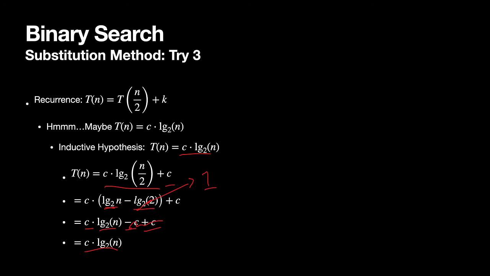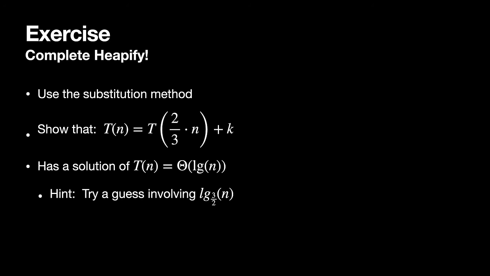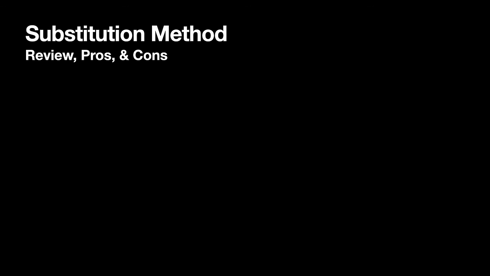Okay, so it looks like we've demonstrated that if we substitute this into our recurrence equation, it is our general solution. So at this point, we've proven an exact bound. All of these are dealing with an exact solution to t of n. Okay, so as an exercise, use the substitution method and work through our heapify equation, t of n equals t of 2/3 n plus k, and show that it's also logarithmic. As a hint, consider using log of 3/2 as the base.